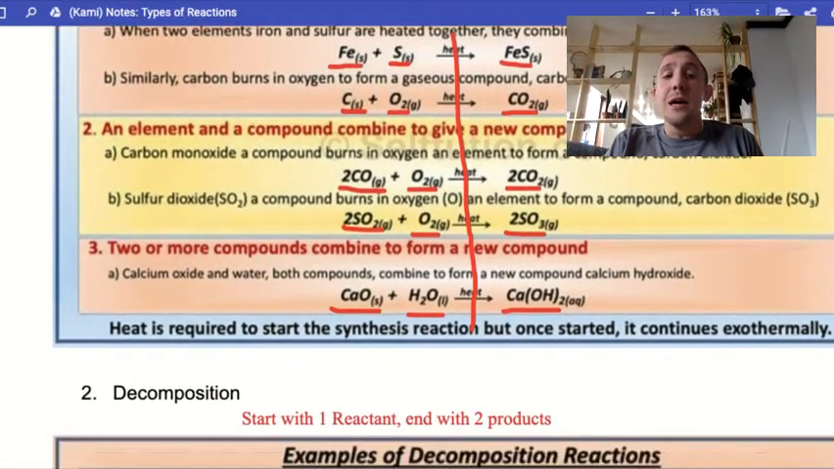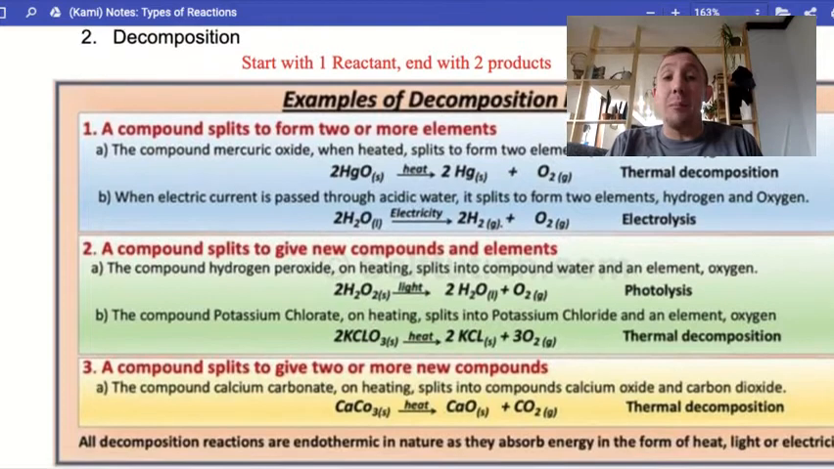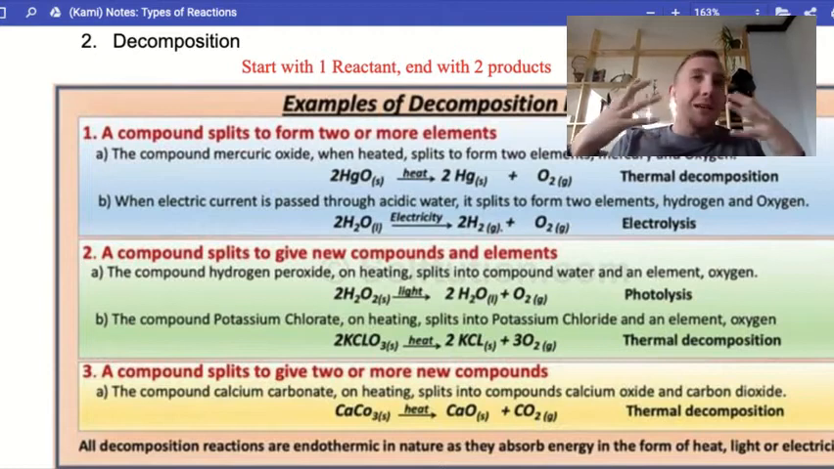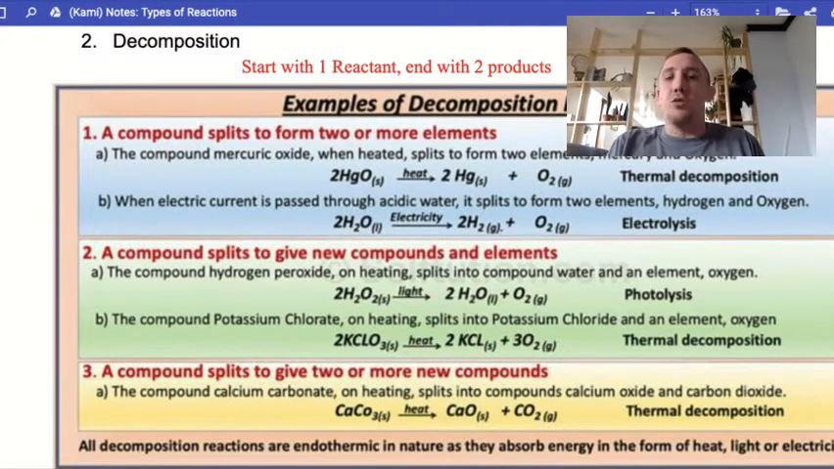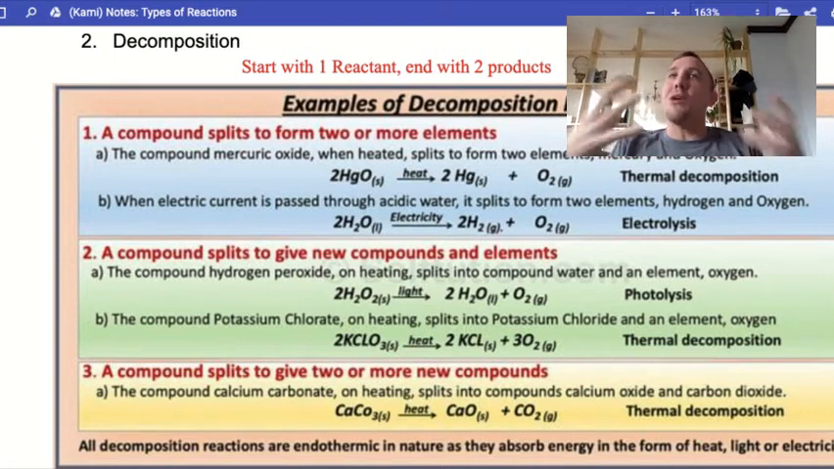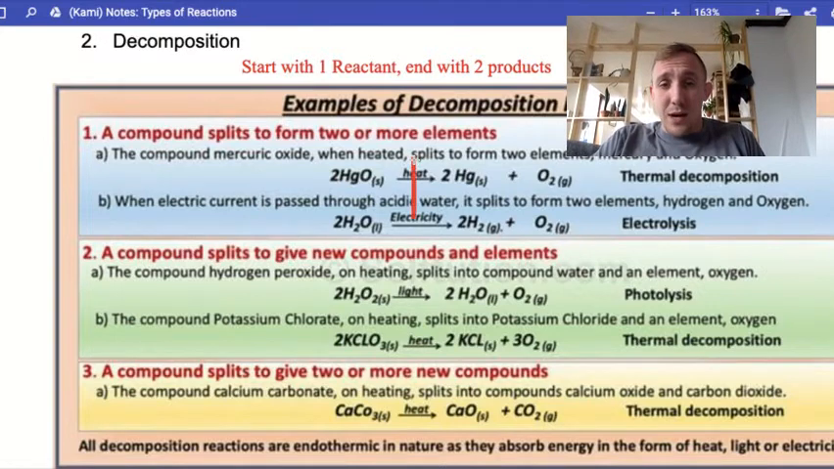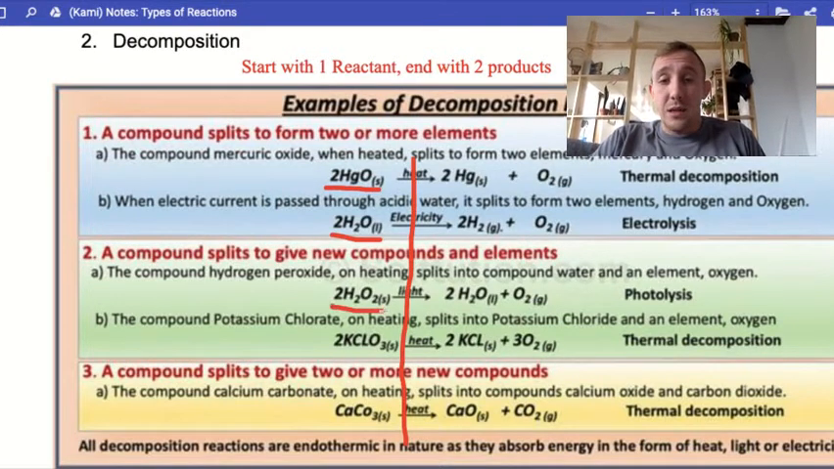The next type of reaction is decomposition. It's the opposite. Think about decomposition. Bananas, fruit, anything decomposes. If you think about it, they break down. It's the opposite of synthesis. So you're actually going to start with one reactant and you're going to end with two products. So again, I'm going to separate it by the arrows just so you can see. If you notice before the arrow for all of them, I have one reactant. And at the end, I have two products.